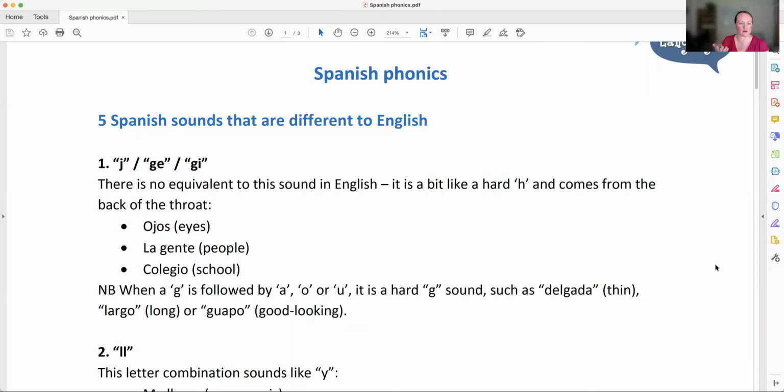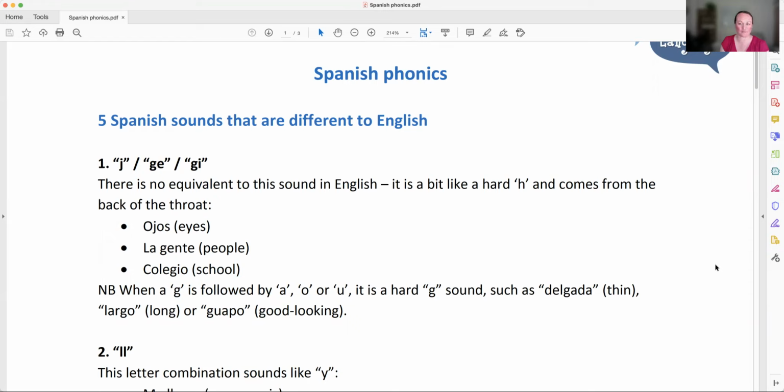Examples of this are ojos, meaning eyes. It's a really common sound. There are lots of examples, but these are just a couple. So ojos, meaning eyes. La gente, meaning people. Colegio, meaning school. Like I say, lots and lots.